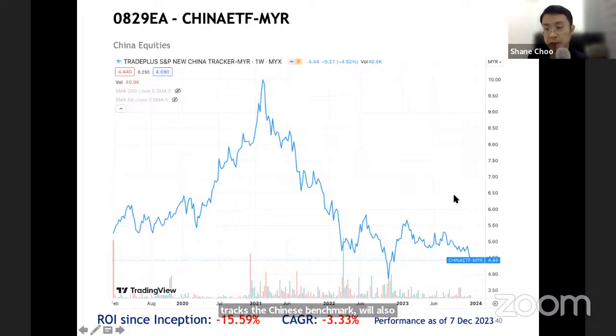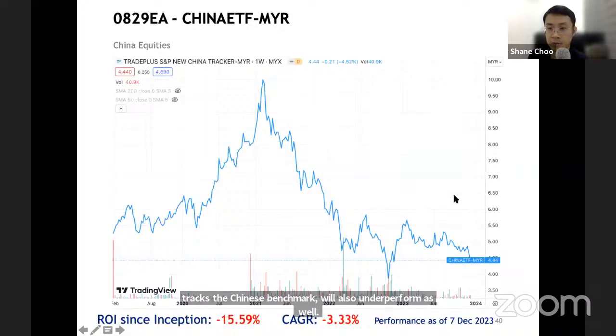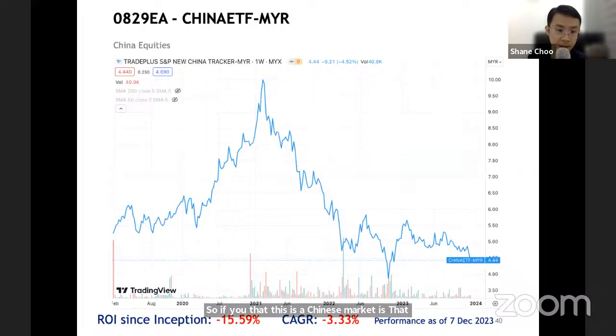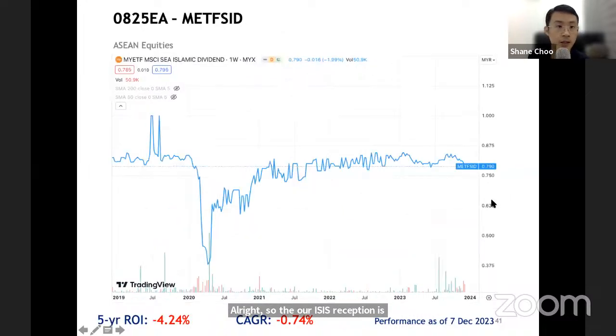So if you feel that the Chinese market is value investing at the moment, then of course you can get into this ETF. All right. So the ROI since inception is down 15.6%.